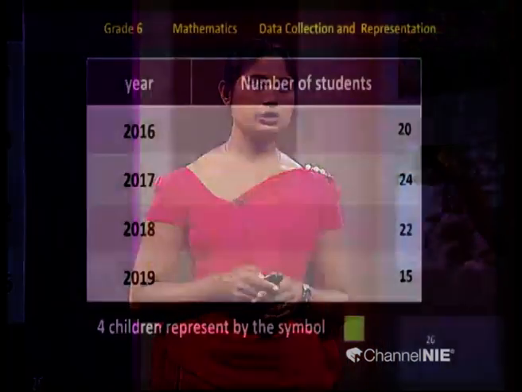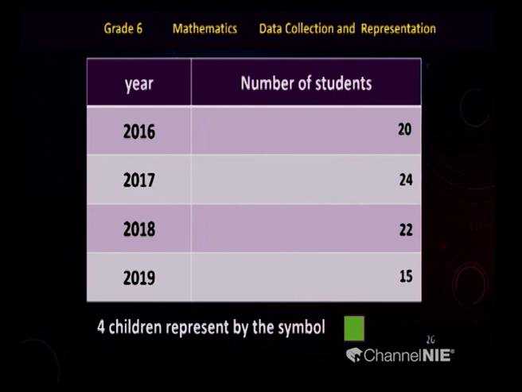I have used this symbol to represent 4 children in this registration. Then 2016. How to represent these 20 students? You can divide 20 by 4. Tell me what is the answer. That is 5. 20 divided by 4 is 5. That means you have to use 5 squares. We know 1 square represents 4 children, so for 2016 we can represent 20 students using these squares.